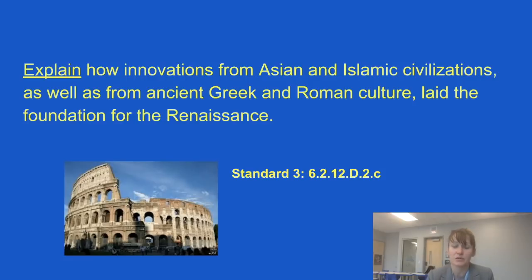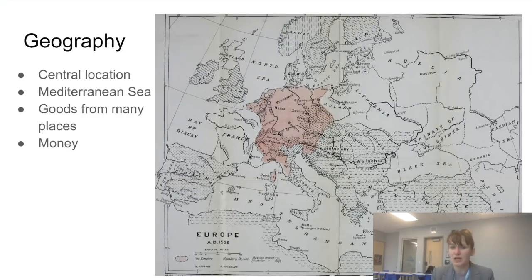Where Florence, where Venice, where Rome, where Genoa was. And then standard 3 asks us to explain how innovations from Asian and Islamic civilizations, as well as from ancient Greek and Roman culture, laid the foundation for the Renaissance. So we're going to talk about this as well, how they didn't just develop everything by themselves. They did it with help from other civilizations nearby and also from their own past. So let's look at that first.